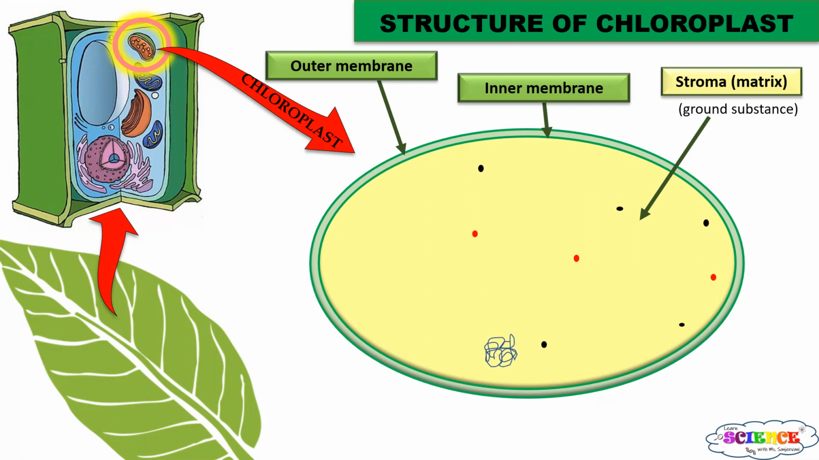Now, there is one simple general knowledge kind of thing I'll give you. This chloroplast is also called an autonomous cell organelle. Autonomous because it is self-regulating.